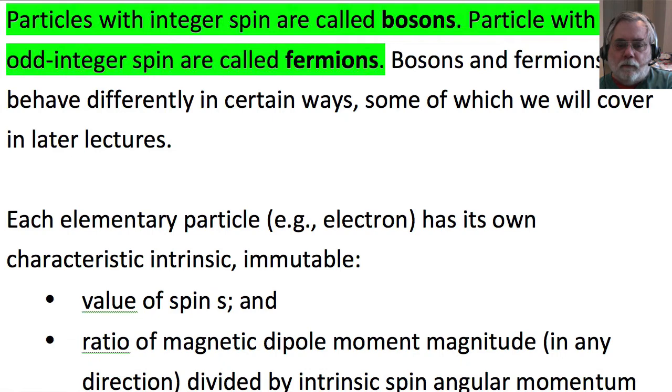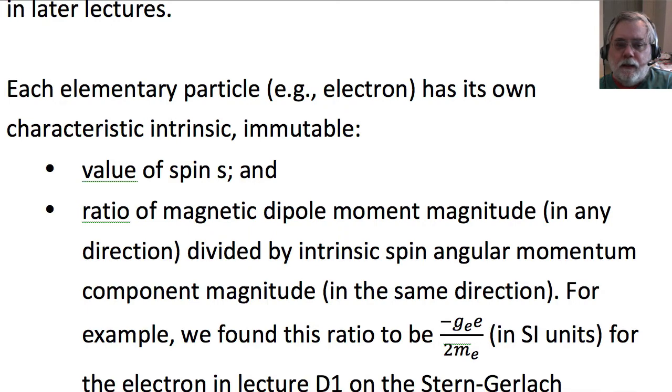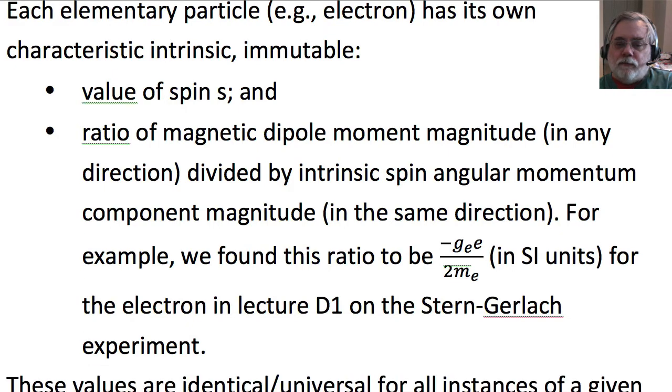Each elementary particle, for example electron, has its own characteristic, intrinsic, immutable value of spin s and ratio of magnetic dipole moment magnitude in any direction divided by intrinsic spin angular momentum component magnitude in the same direction. For example, we found this ratio to be minus the g factor for the electron times the elementary charge e over twice the mass of the electron in SI units for the electron in lecture D1 on the Stern-Gerlach experiment.